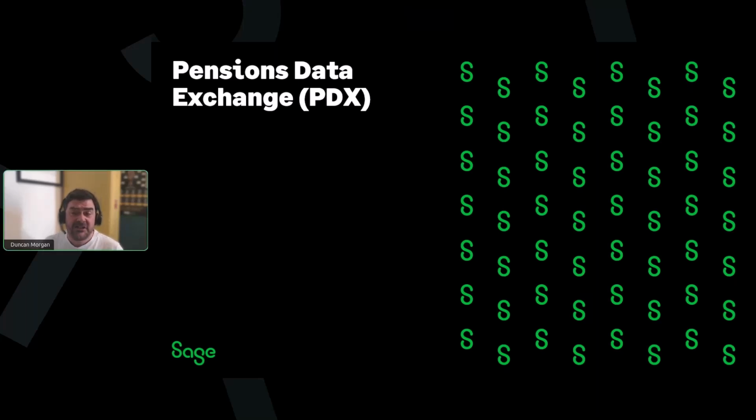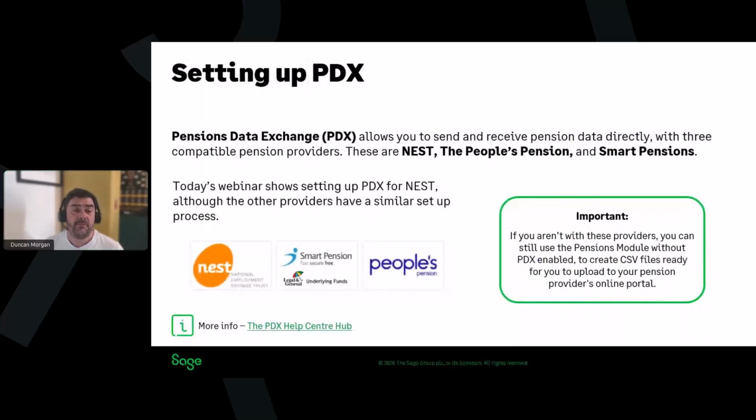Now, in order to use Pensions Data Exchange, you will need to be with a supported pension provider. So that would be Nest, Smart Pension, or People's Pension. In today's webinar, we're going to take you through a video demo of setting this feature up. And we're going to use Nest as the example, but be assured that the steps are very similar for the other supported providers. And we do have a comprehensive help center and a PDX hub, PDX being short for Pensions Data Exchange, where you can access further support. And if you're not with one of these supported providers, do stick with us, as we'll be looking at creating CSV files for any pension provider using our reports later on in the webinar.